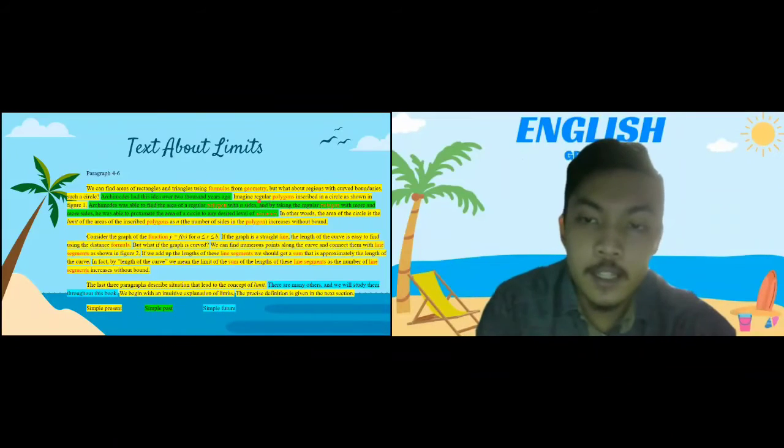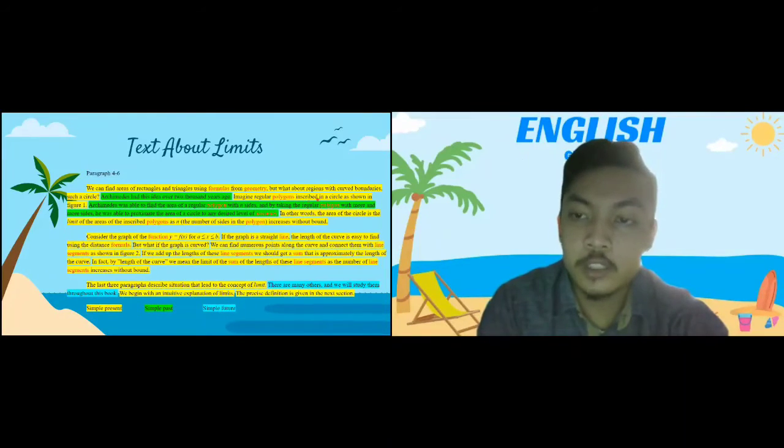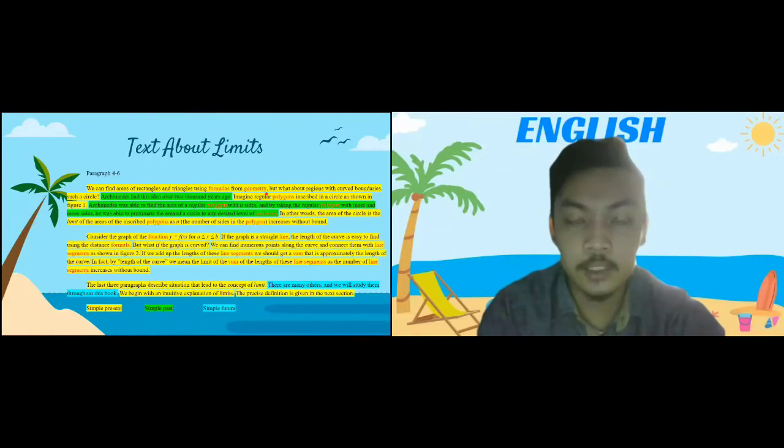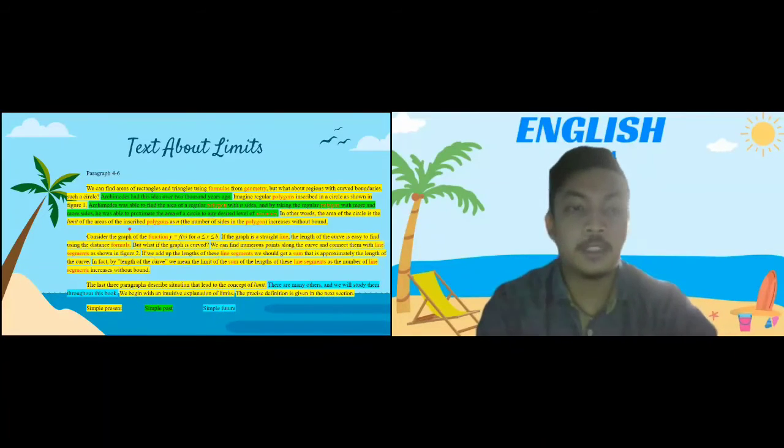Next, imagine regular polygons inscribed in a circle as shown in figure 1. This sentence is like the first sentence. It talks about a fact, which means that the sentence is simple present tense.